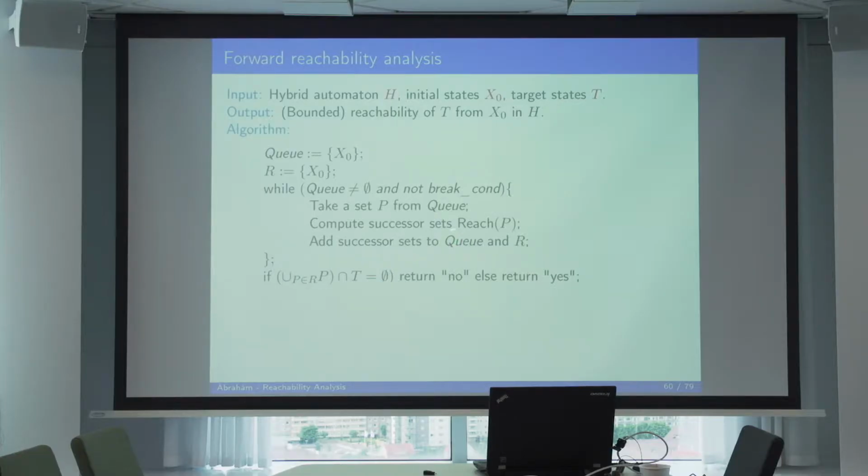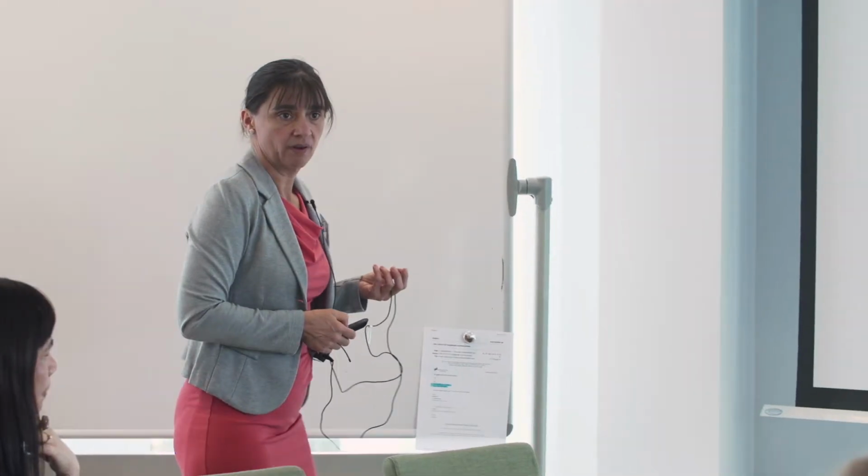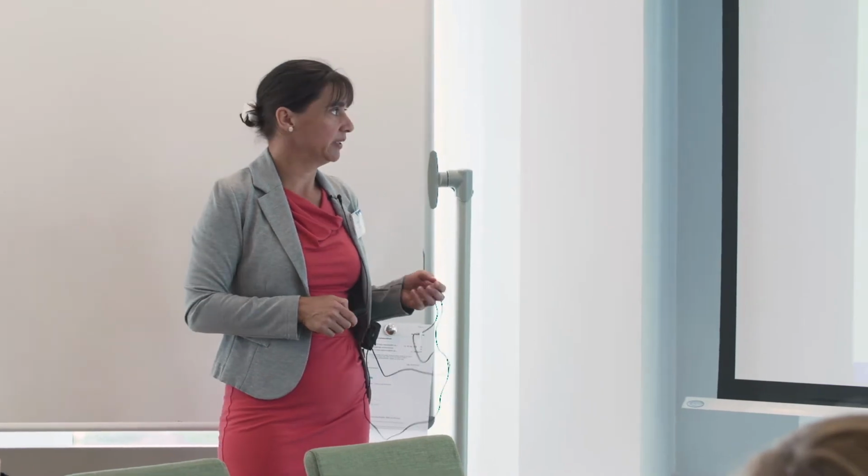This is included here. Reach P are the time successors, and then we compute jump successors from the time successors and put them to Q, because for them we again need to compute successors. And once we terminate, we take, sorry, this should be R, no, P from R, exactly. All sets from R, unite them, and if any of them intersects with the target, then we return yes, otherwise we return no. Okay, so normal reachability, forward reachability, nothing new.